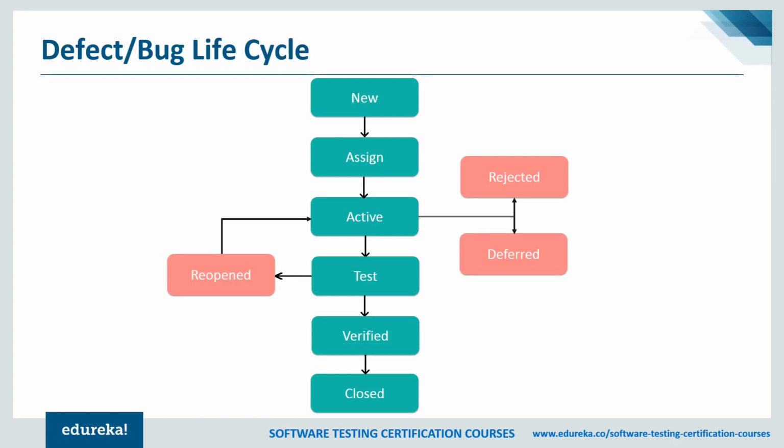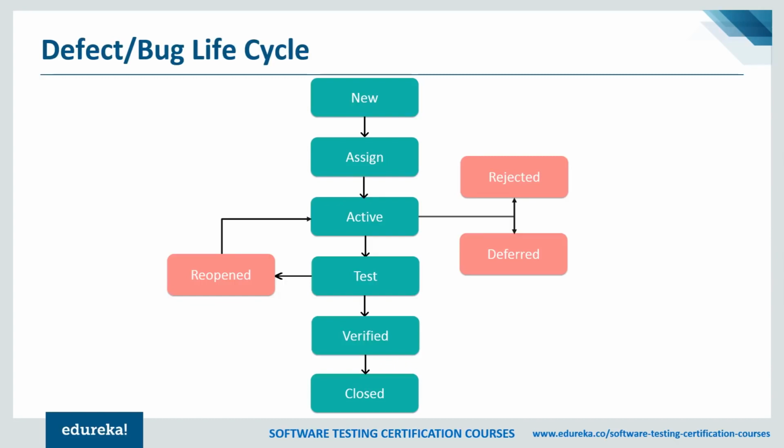The bug or defect life cycle consists of the following stages, and it starts from New. This is the stage when a defect is logged and posted for the first time, and that defect state is given as new. Next, Assigned. After the tester has posted the bug, the lead of the tester approves that the bug is genuine and assigns the bug to the corresponding developer and the developer team. And this state is given as assigned.